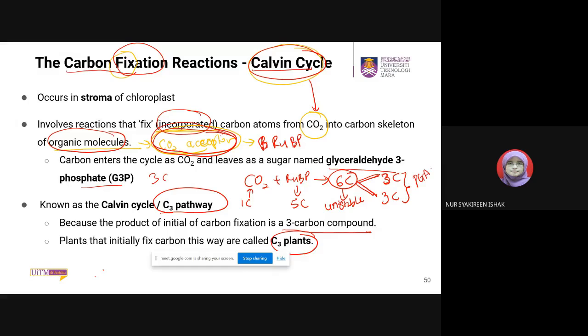Okay, PGA. PGA is a 3-carbon sugar. So that's why kita namakan dia sebagai C3 pathway. The product of the initial carbon fixation is a 3-carbon sugar, which is PGA, phosphoglycerate. Ataupun boleh letak 3 kat depan, 3-phosphoglycerate, sebab phosphate lekat pada karbon nombor 3. Okay, so these plants are known as C3 plants.